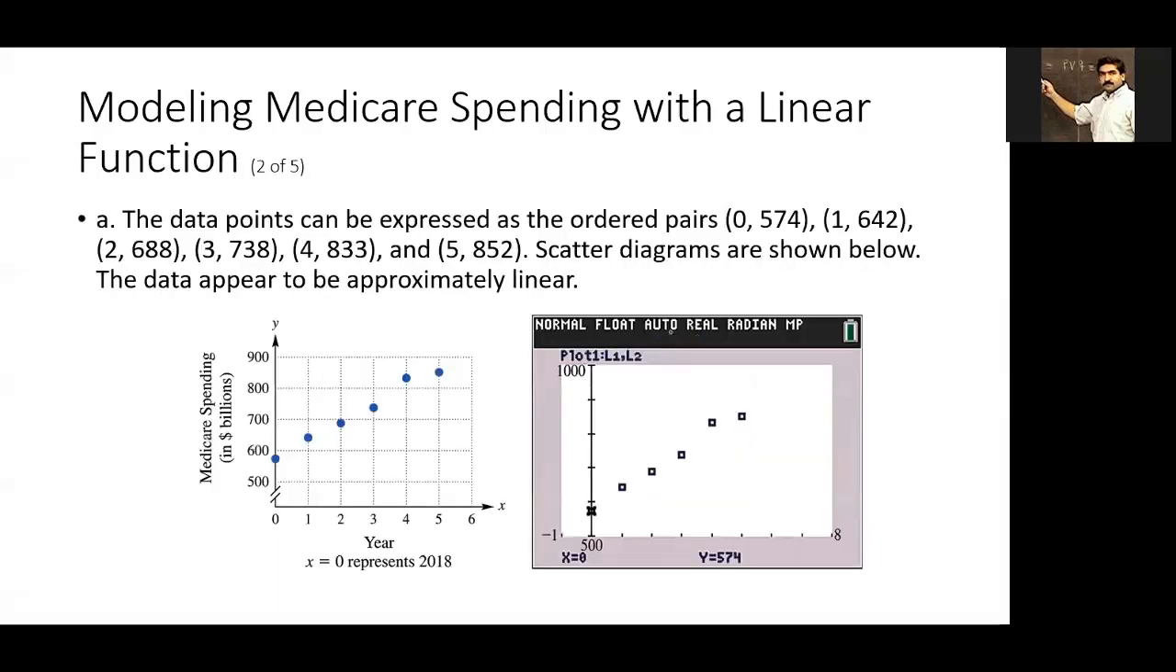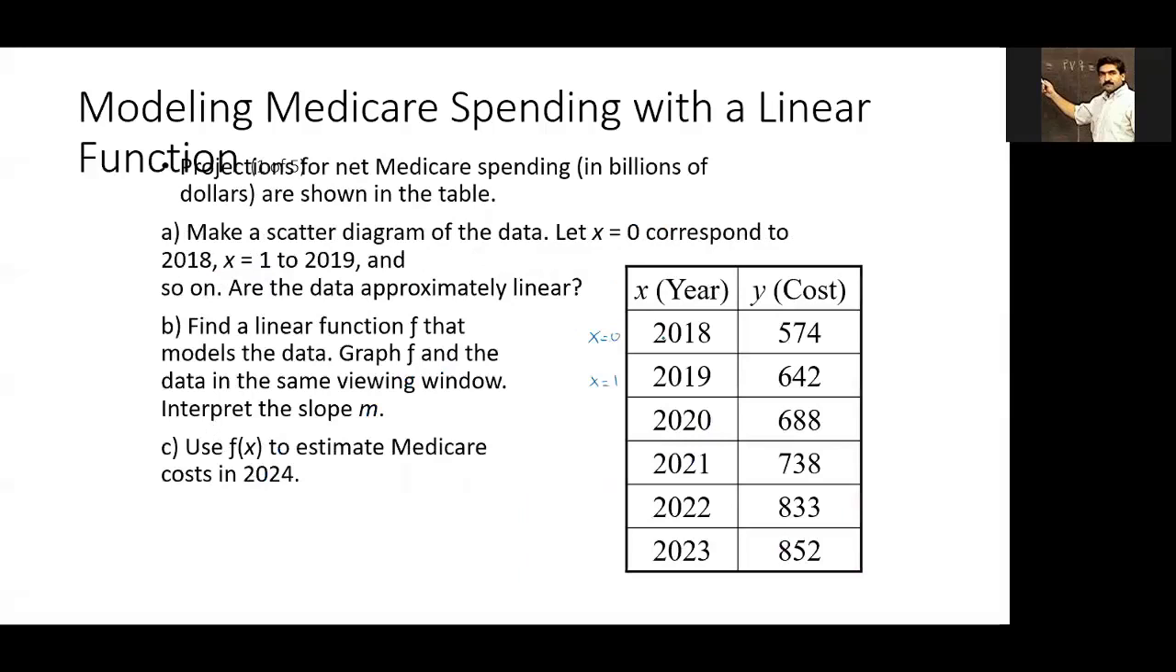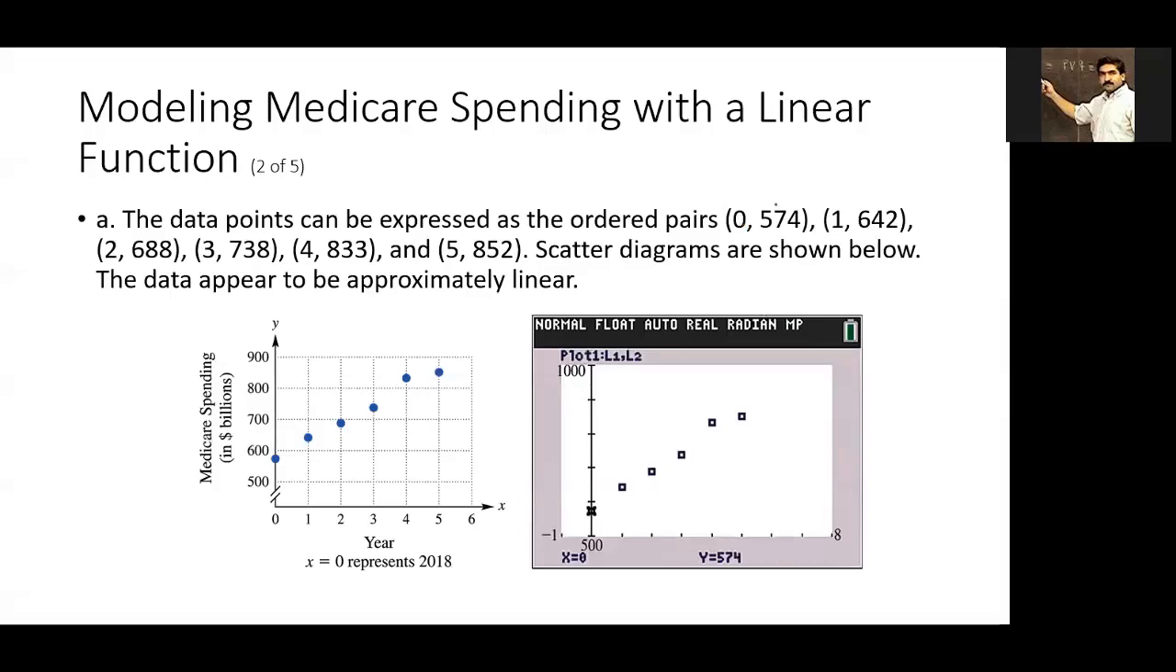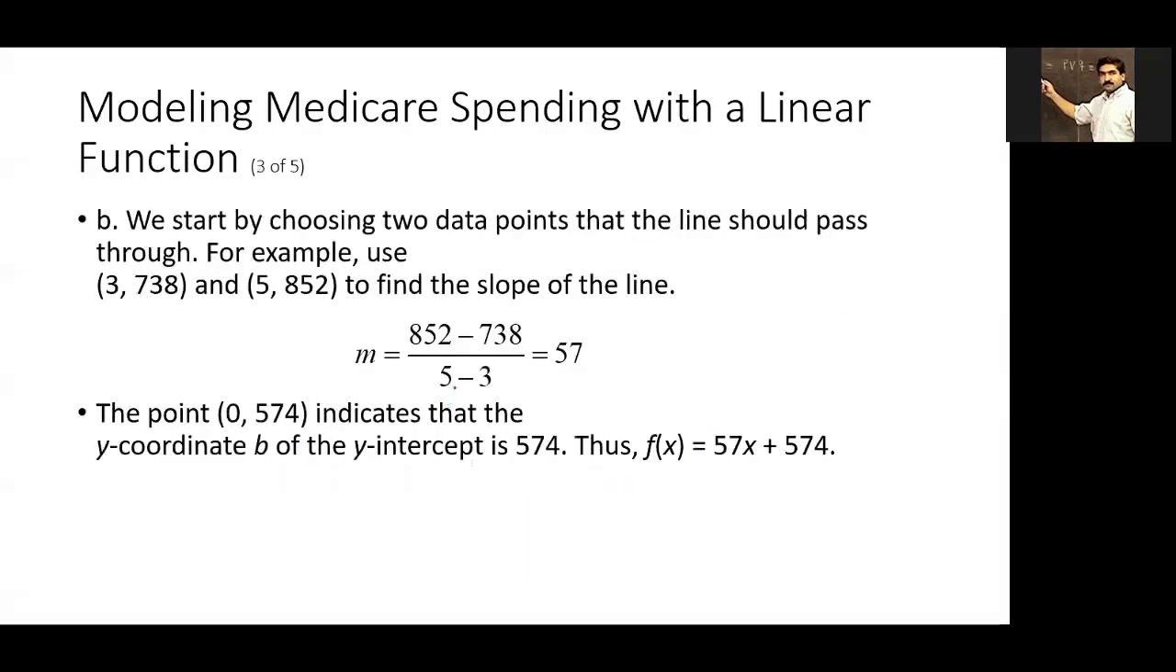So what we can do in this case is input the data. We can input this data on your calculator. The data points can be expressed as ordered pairs. So 0, 574, that corresponds to the first year, where we said x equal to 0 for year 2018. The cost was 574, so this would be one point. And for the second year, which corresponds to x equal to 1, the cost is 642, and so on. If you plot these numbers, as you can see, this forms something very close to a linear equation, like a straight line.